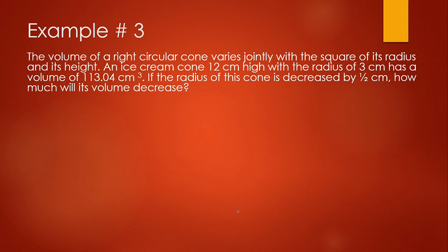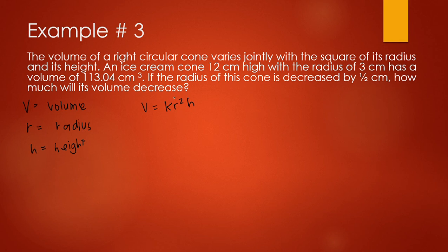So let us understand the problem first. Let V be the volume of the right circular cone. R would be the radius of the base, and H would be the height. So V varies jointly as R squared and H. Let's write the equation. The equation would be V is equal to K R squared times H.